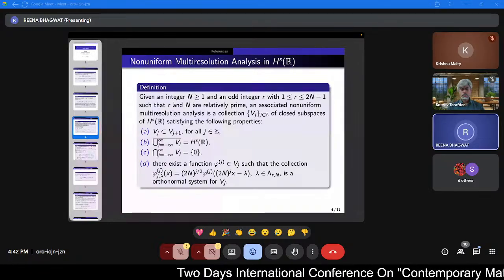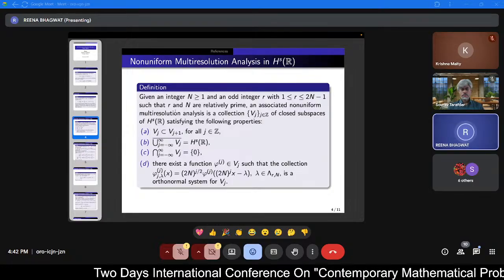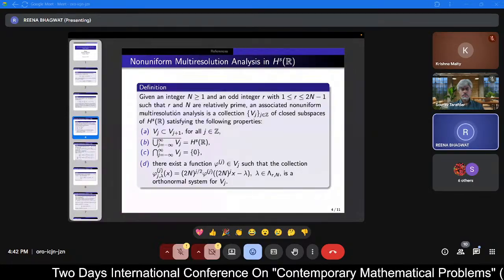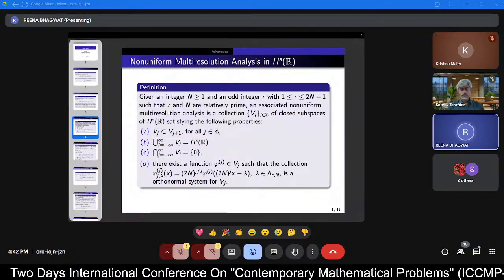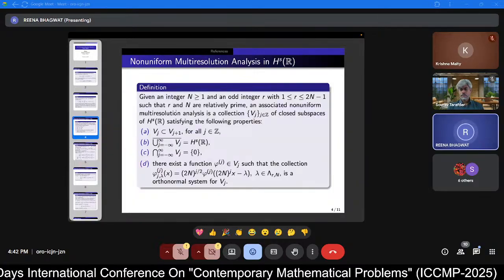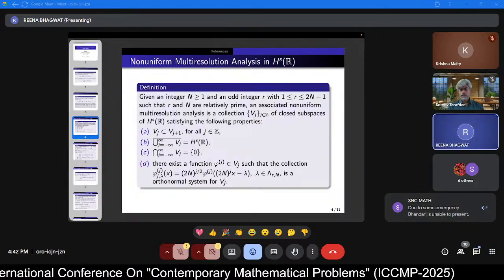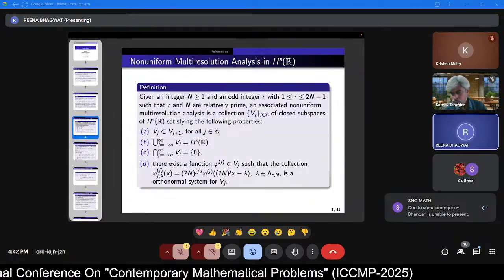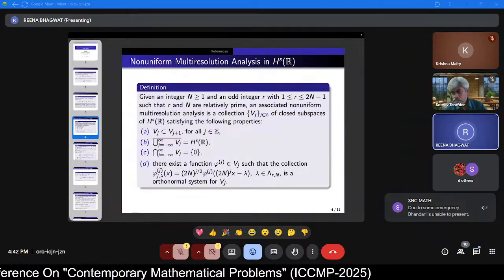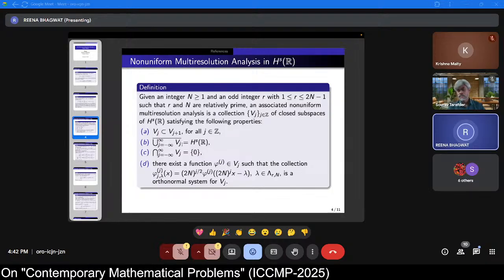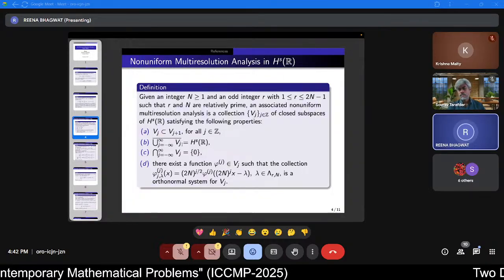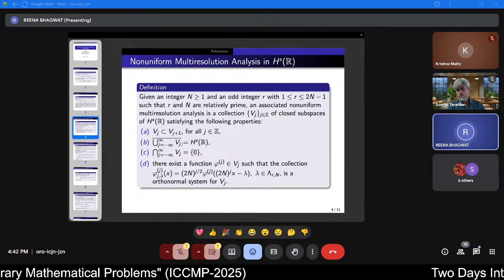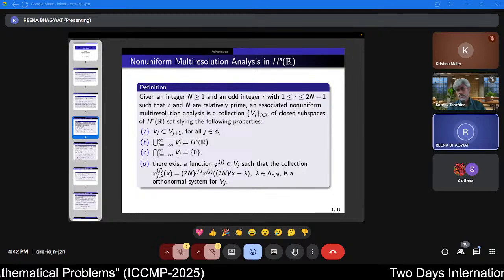Given an integer n greater than 1 and an odd integer r with the condition that r and l are relatively prime, an associated non-uniform multi-resolution analysis is a collection Vj of closed subspaces of HSR satisfying the following properties. The first one is the nested property. The second is the closeness condition, and the third is the density condition.